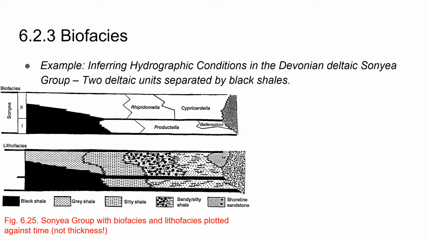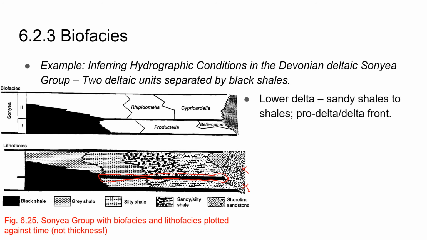And there are two deltaic units in the, we're looking just at the lithofacies here, at the bottom, that are separated by black shales. So let me point those out to you real quick. Talking about this right here, that black shale. So we have a lower lithofacies and an upper lithofacies. And notice that they are quite different. Below that black shale, we have a gray shale or a silty shale, and then we start getting into more of a silty shale, but on the upper portion, it's a lot more sandy. And we actually start getting into some shoreline sandstones as well in the upper facies.